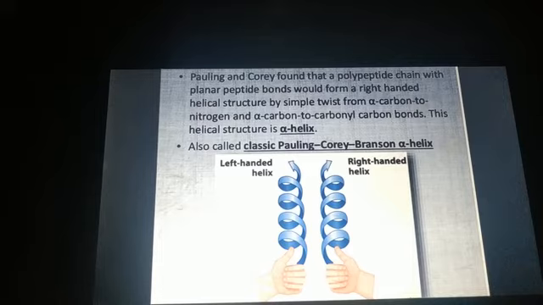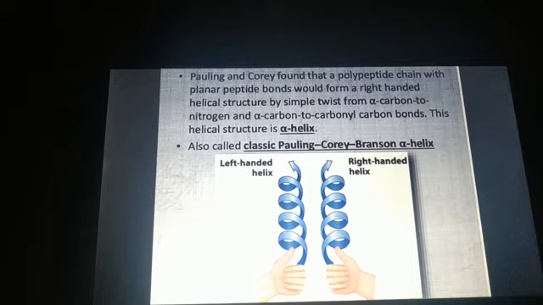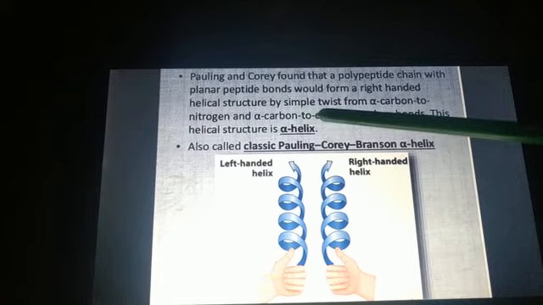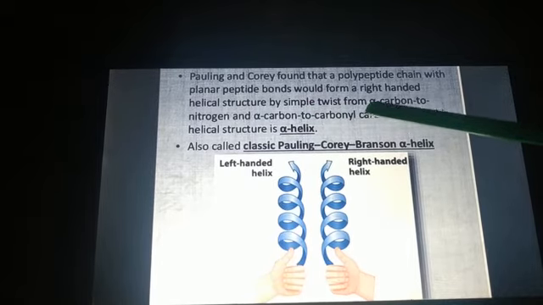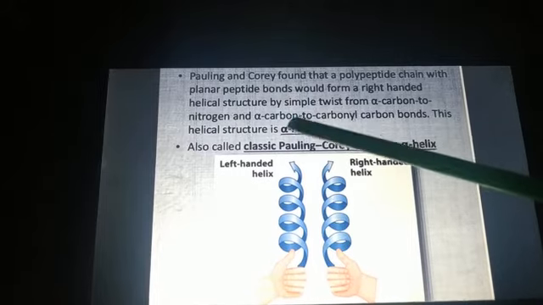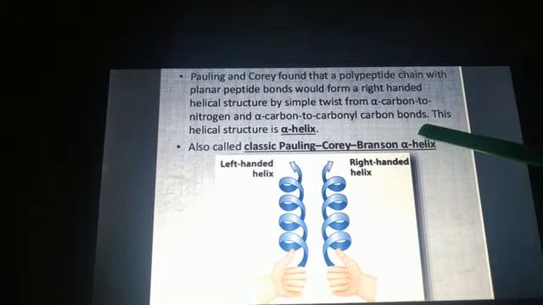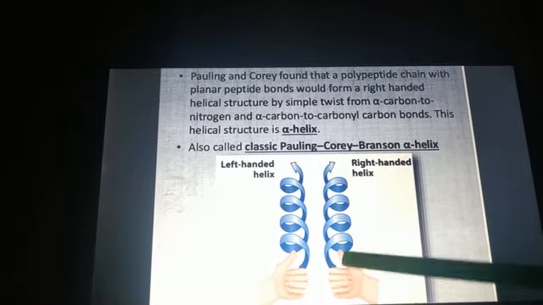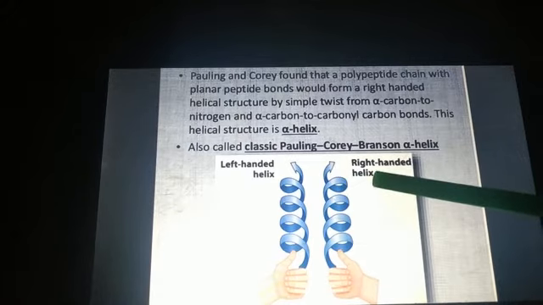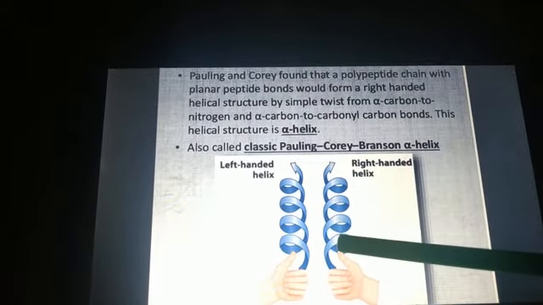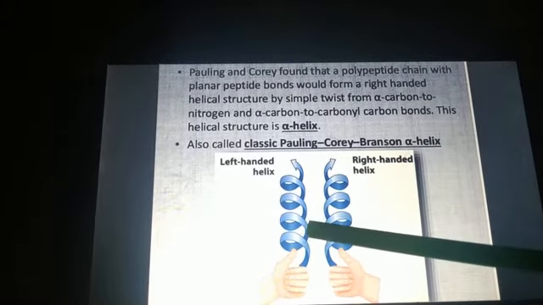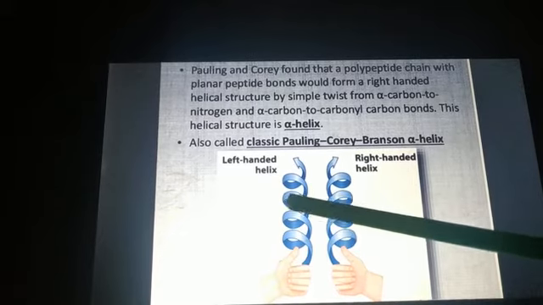these two scientists, Pauling and Corey, found that the polypeptide chain with planar peptide bonds would form a right-handed helical structure by a simple twist from the alpha carbon to the nitrogen and from the alpha carbon to the carbonyl group bond. This helical structure is the alpha helix. You can see here the two arrangements. This is the right-handed helix. Here the rotation is towards the right side. And this is the left-handed helix. The rotation is towards the left side.